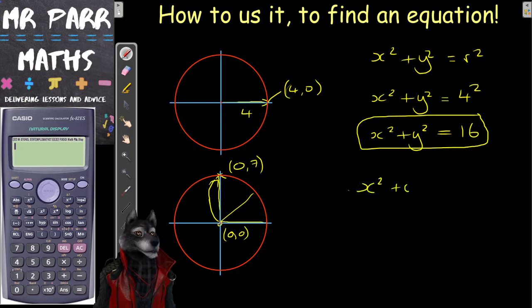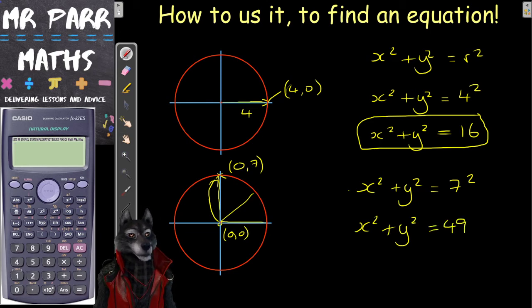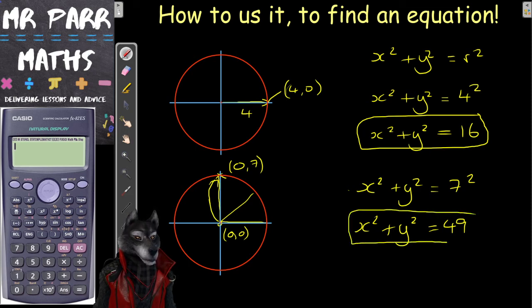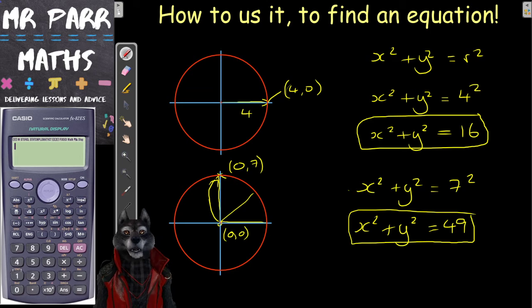So I'll do x squared plus y squared equals 7 squared. So therefore x squared plus y squared equals 49. Done. I have my equation. Simple as that.